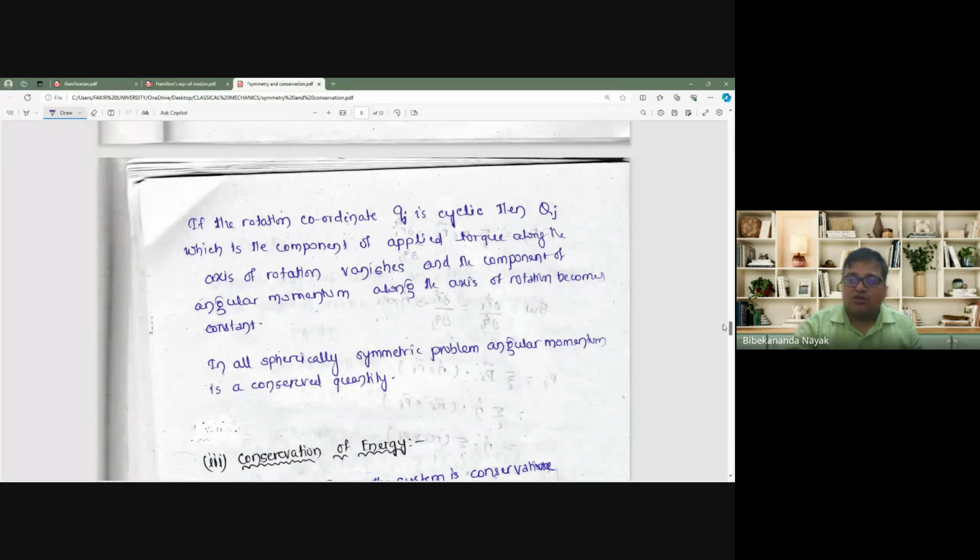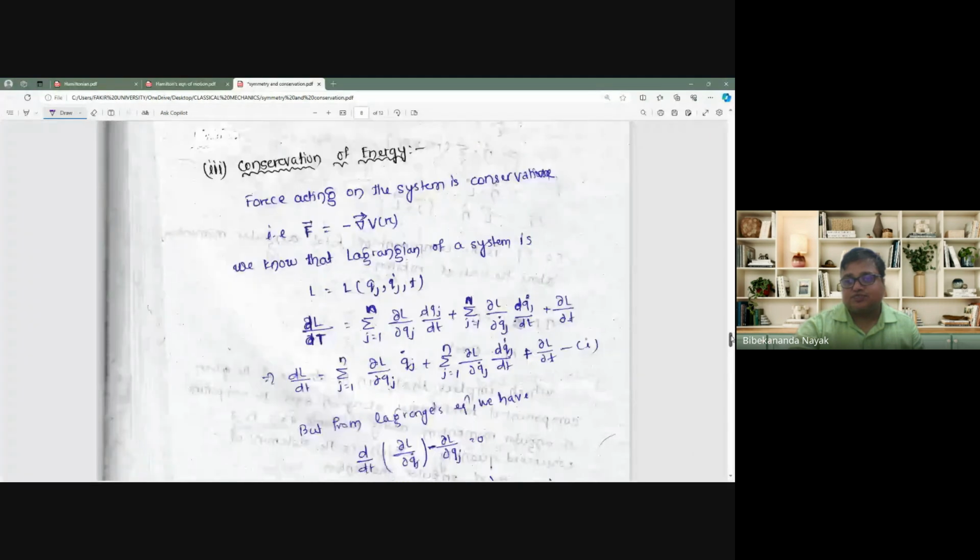That means if the rotation coordinate qj is cyclic, then Qj, which is the component of applied torque along the axis of rotation, vanishes, and the component of angular momentum along the axis of rotation becomes constant. In all spherically symmetric problems, angular momentum is a conserved quantity. We will discuss that. And next, the third one is conservation of energy.